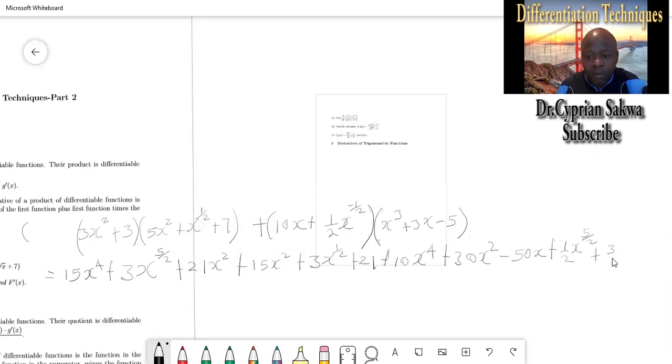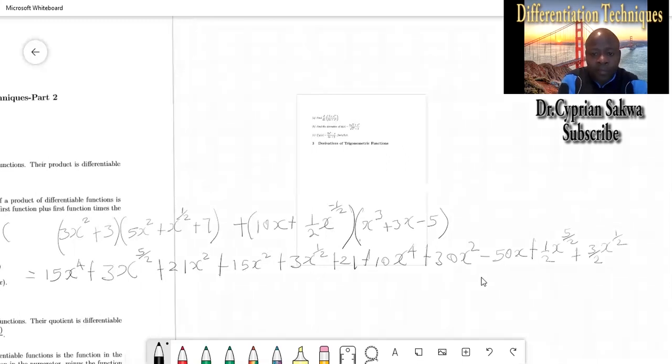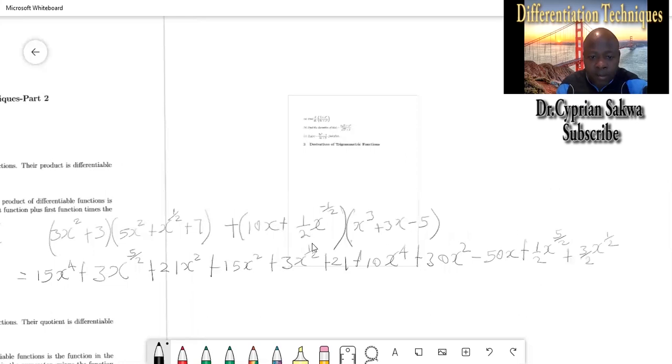So we are coming to this. 3 over 2 x raised to a half. Then finally, we have this times this, which gives us negative 5 over 2 x raised to a half. So let's now collect our like terms.